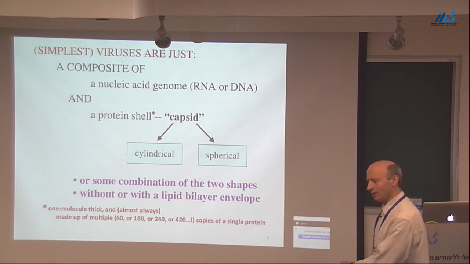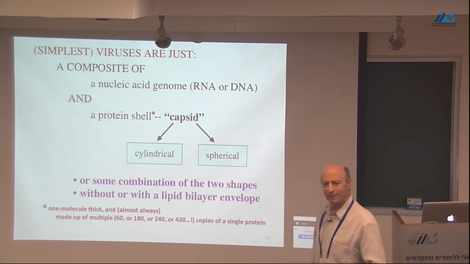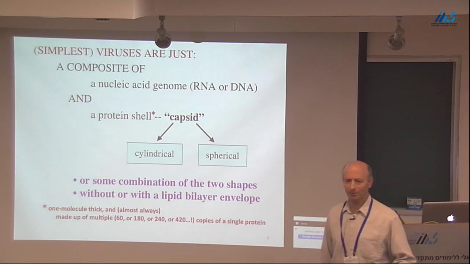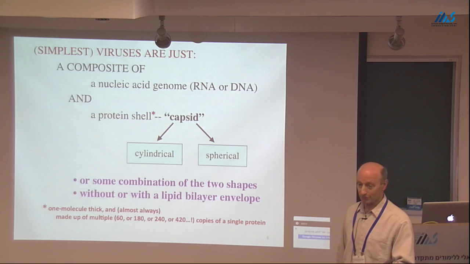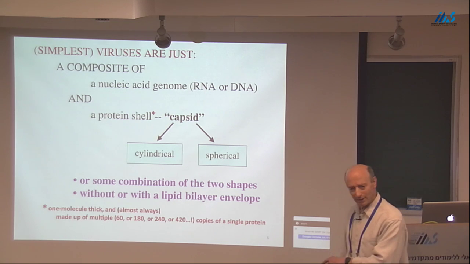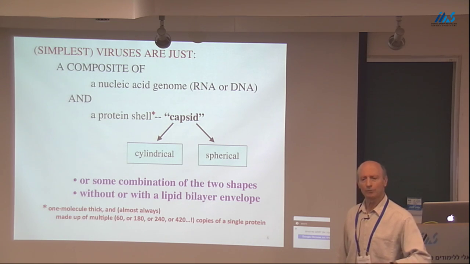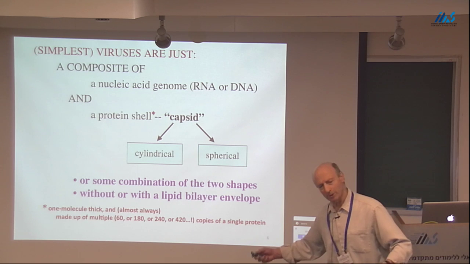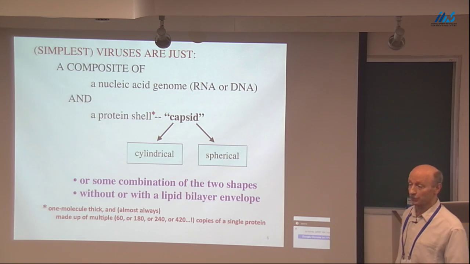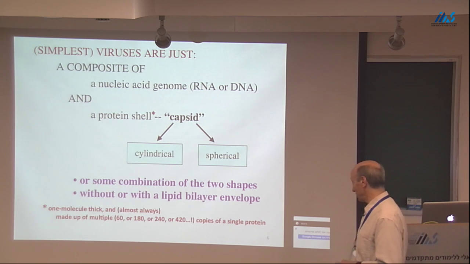The shells turn out to have many copies, but very special multiples of 60 copies of one gene product, until you get to much larger capsids when you need two or more gene products to faithfully form the high symmetry shell.